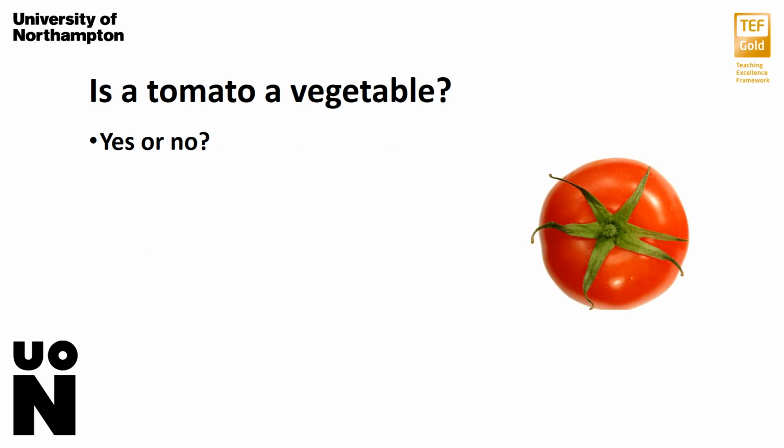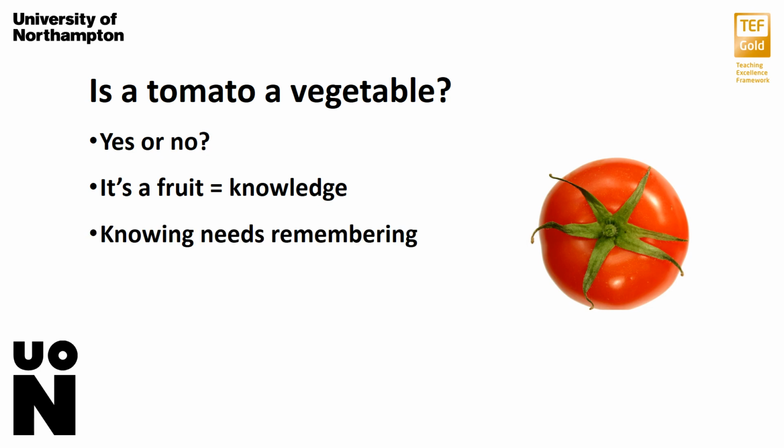So let's start with a simple question. Is a tomato a vegetable? Yes or no? And probably you're going to have a response to that. And the answer, if you're interested, is no, it's not, it's a fruit. And knowing that a tomato is a fruit, not a vegetable, is an example of knowledge. It's something that you know. And the trouble with knowledge is knowledge requires remembering. So when we have isolated knowledge, we have to remember it, which is why remembering is that bottom level.